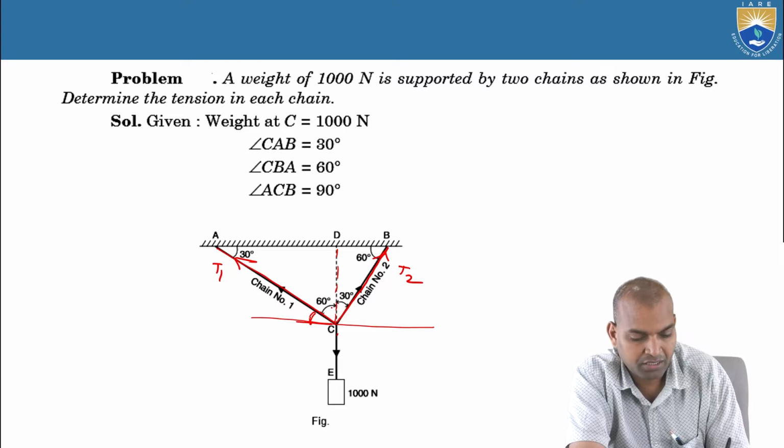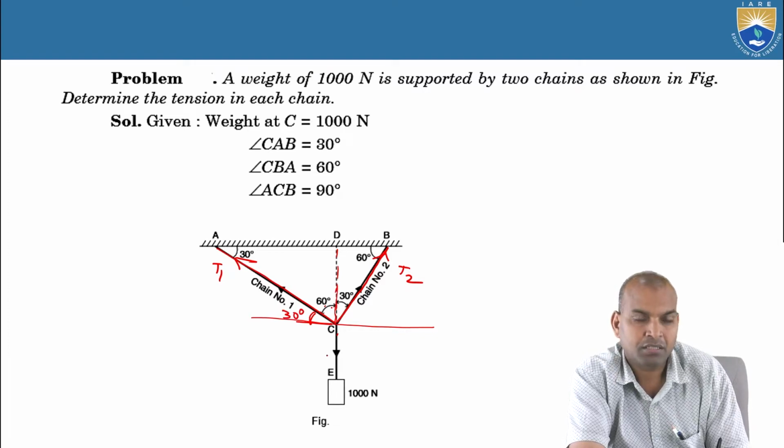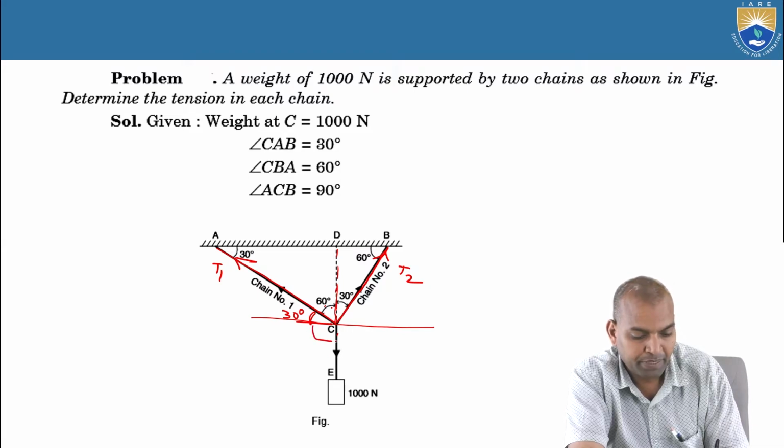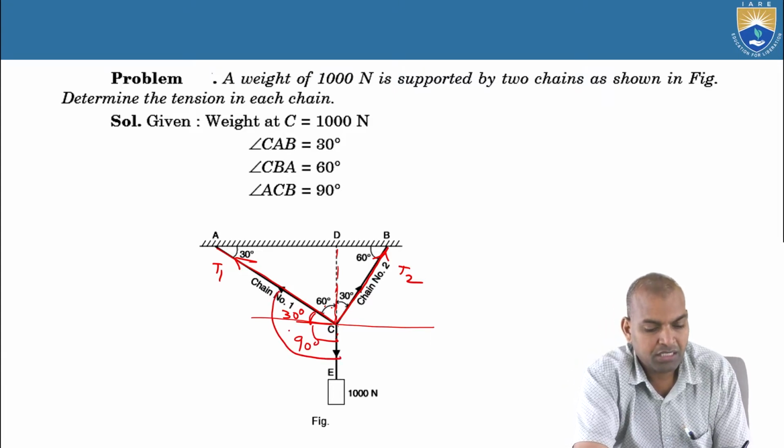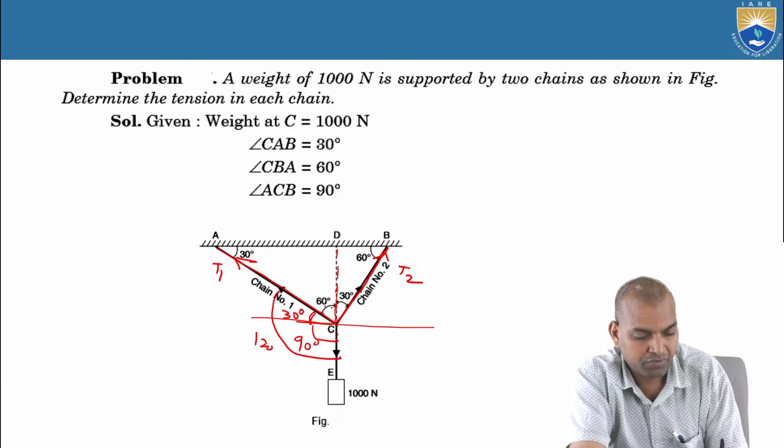It is given in the figure. It is a right angle triangle. 60 means this is 30 degree. Then again the angle between the horizontal line, both are 90 degrees. This is 90 degree. So the angle between ACE is 120 degrees.